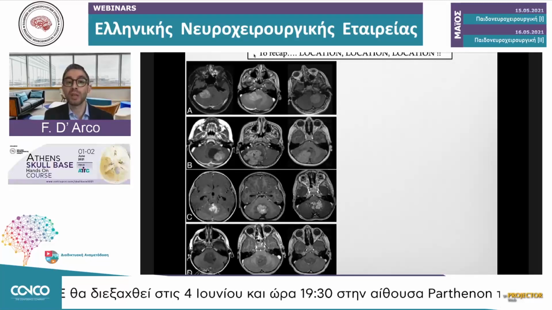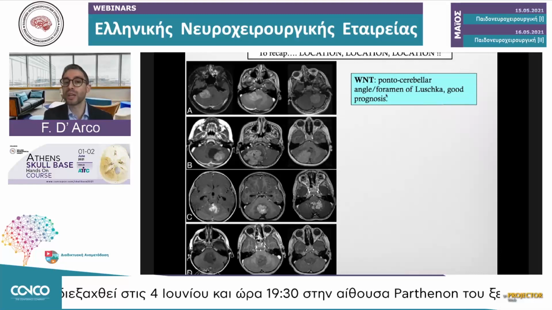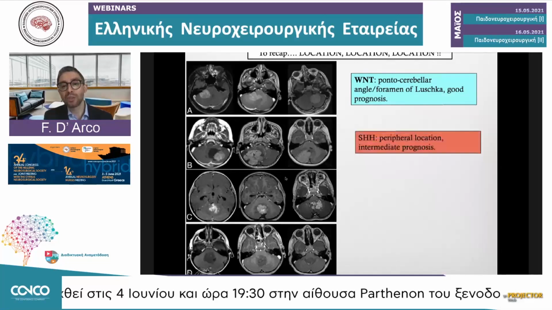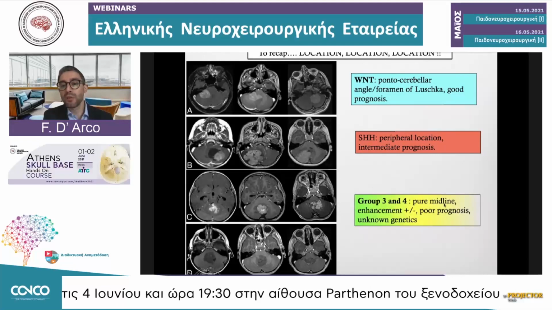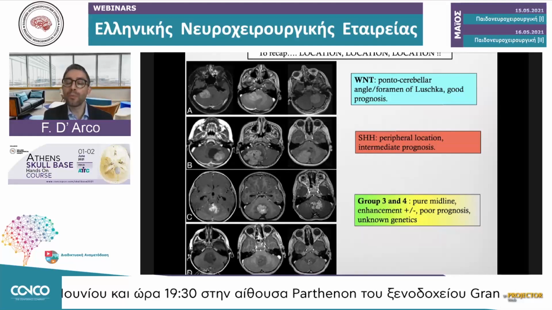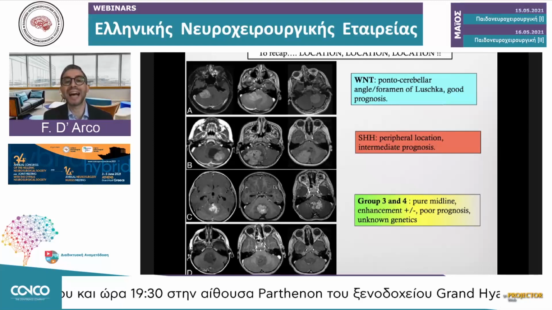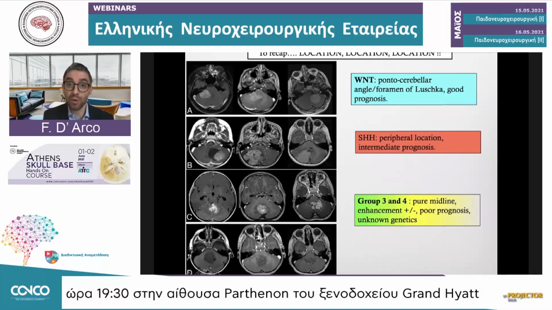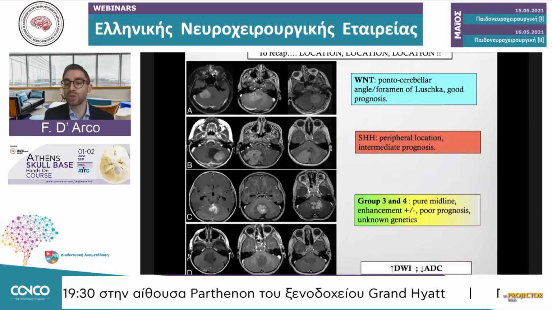So just to recap, location is very important. WNT can be in the pontocerebellar angle, foramen of Luschka, and have a good prognosis because they are brainstem cells. Sonic hedgehog, peripheral location, intermediate prognosis. Group 3 and 4, midline, poor prognosis; group 3 can enhance, group 4 does not. The molecular profile and genetics are known, but not as much as for WNT and sonic hedgehog, as far as my knowledge goes. All of them will show diffusion restriction.